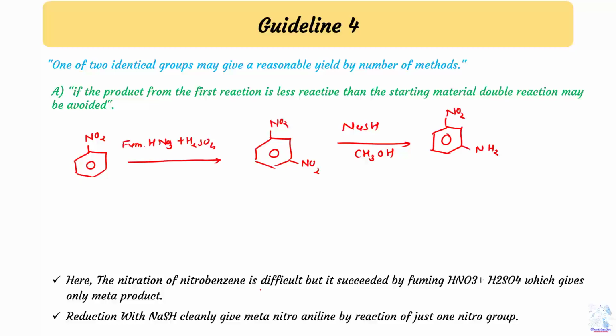So here, the nitration of nitrobenzene is difficult, but it succeeds with fuming HNO3 and H2SO4, which gives the meta product, and that meta product reduced with sodium thiosulfate cleanly gives meta-nitroaniline by reaction of just one nitro group. So that's one example. If the product formed in the first reaction is less reactive than the starting material, then double reaction may be avoided. Okay, so that is how we avoid double reaction.